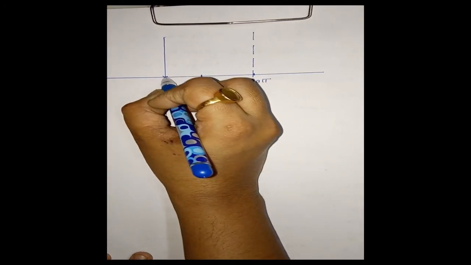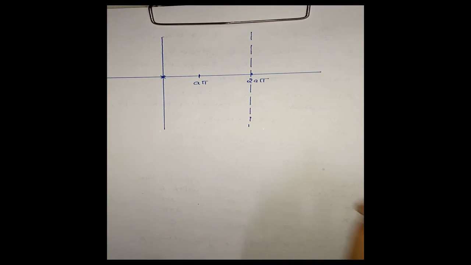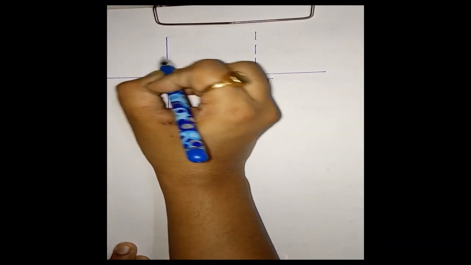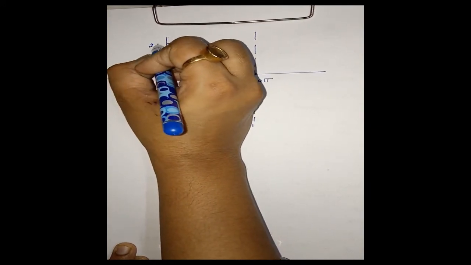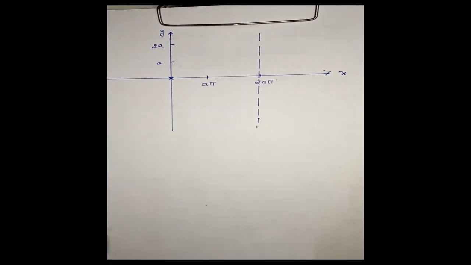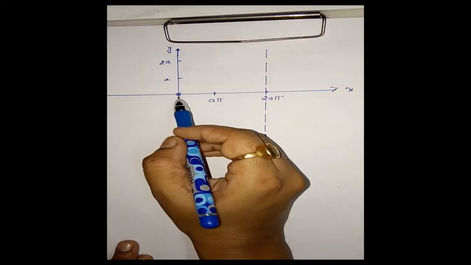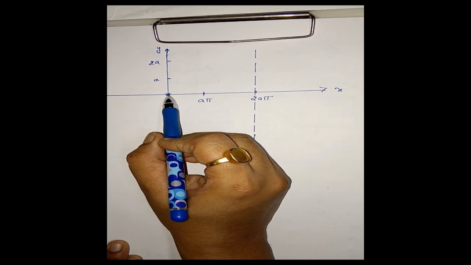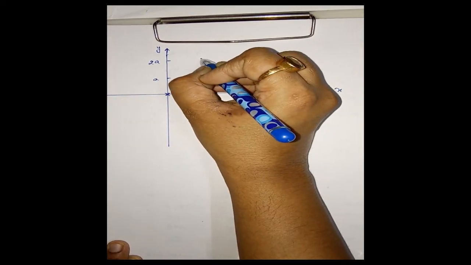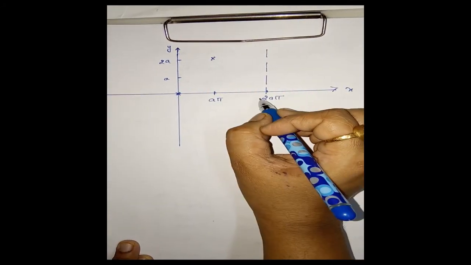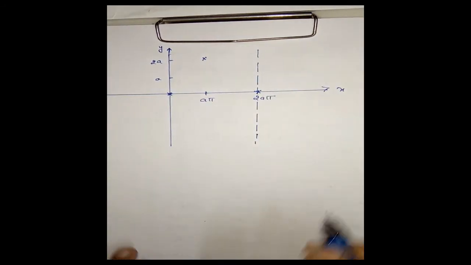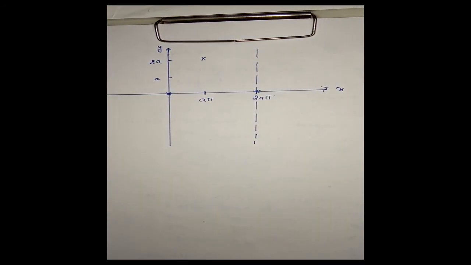Okay. Now points are: when x is 0, y is 0, this is the point. When x is a pi, let this be a and this be 2a. This is my y-axis and this is my x-axis. When x is 0, y is 0, at the point a pi, this is 2a, and at the point 2a pi, this is 0. Okay. This is the point.